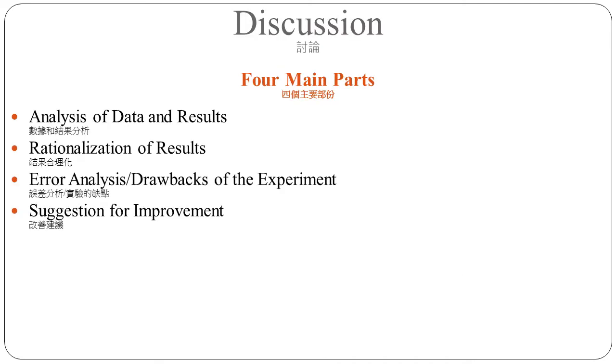Now let's talk about discussion. This part can be divided into 4 main parts. The first part is analysis of data and results. In this part, you need to analyze the data and results and then judge whether the experimental results support the hypothesis. The second part, rationalization of results. You need to use some theory to explain why you get these results.